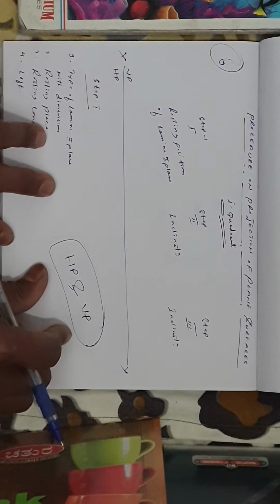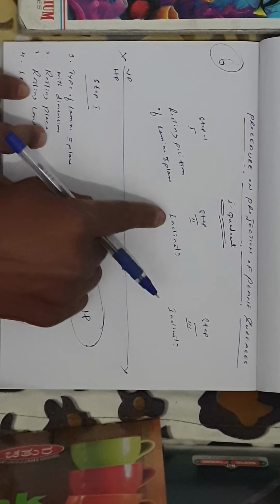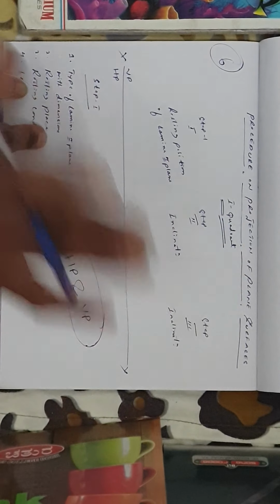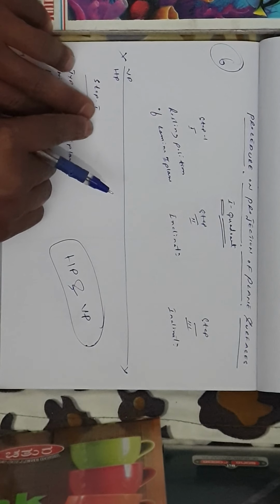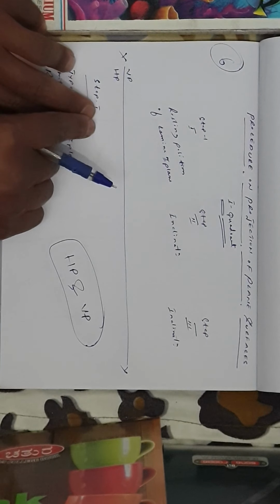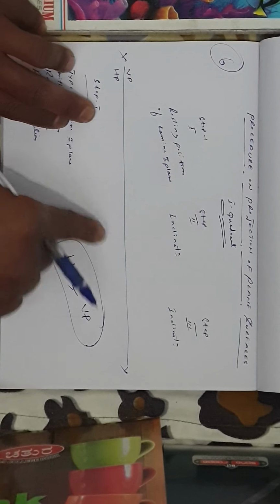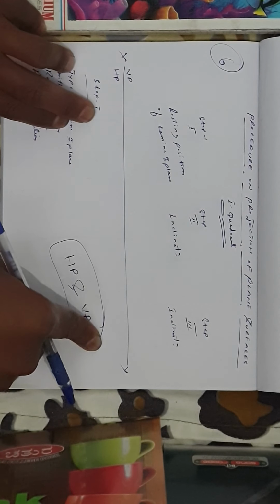Here there is a question: which angle has to be used in the second step, which angle has to be used in the third step. Let me make it clear. If the lamina is resting on HP, in the second step we need to use the HP angle, and in the third step we need to use the VP angle.